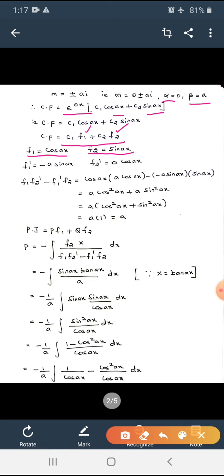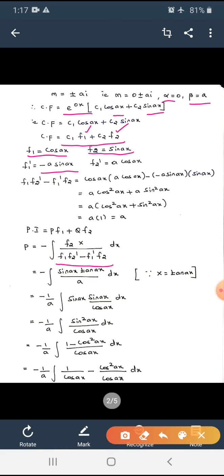Now we are going to find the derivatives, because you see the P formula needs f1 f2 dash minus f1 dash f2. For this, first we are calculating the denominator. To calculate the denominator, we need the derivatives of f1 and f2. So f1 dash is equal to, now you differentiate cos ax: the differential of cos ax is minus sin ax into the differential of the inner term ax, which is a. Therefore we get minus a sin ax, that is f1 dash.